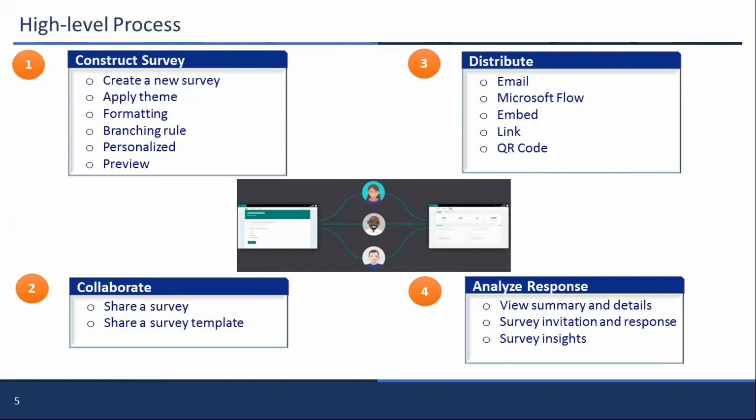Then the next step is collaborate. Once you define your survey, you can share it with your peers for feedback before rolling out to the customers. And the third step is distribute. As I mentioned earlier, you can distribute the survey in many ways. One is through email, another is through a flow where you can automate sending the email. Then this survey can be embedded on your company portal or any other site, right? And there is the anonymous link, using which you can take up the survey, and also the QR code.